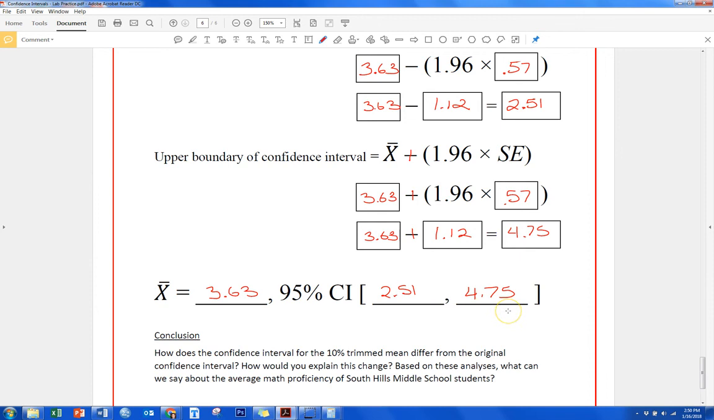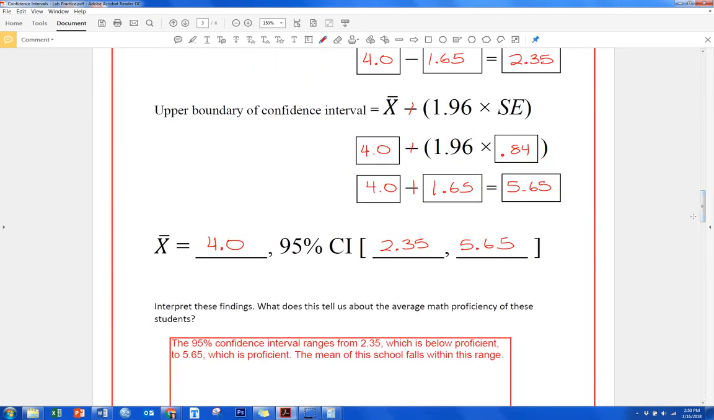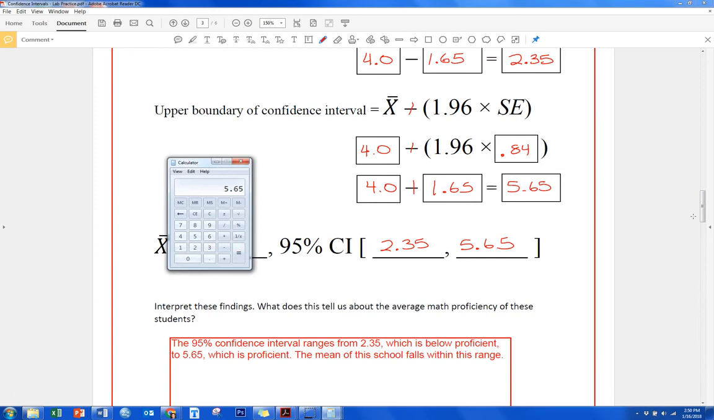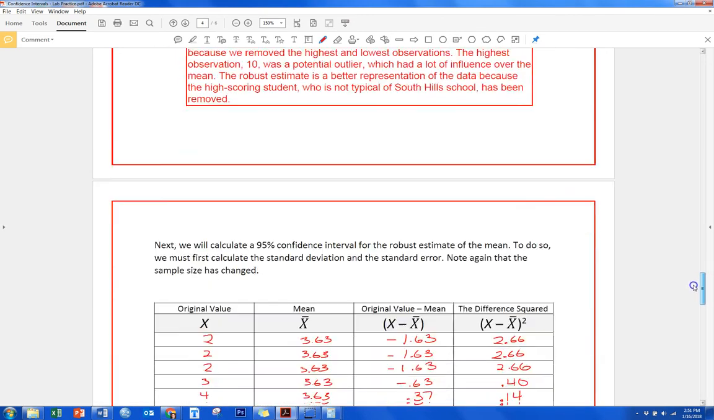But the top has come down, and there are two reasons for that, right? The mean itself dropped because we got rid of the 10 that was in the data set, that outlier. But this whole interval is more narrow because we have a smaller standard error, right? So before, what was the range of the confidence interval? 5.65 minus 2.35, 3.3 was the range of our confidence interval.